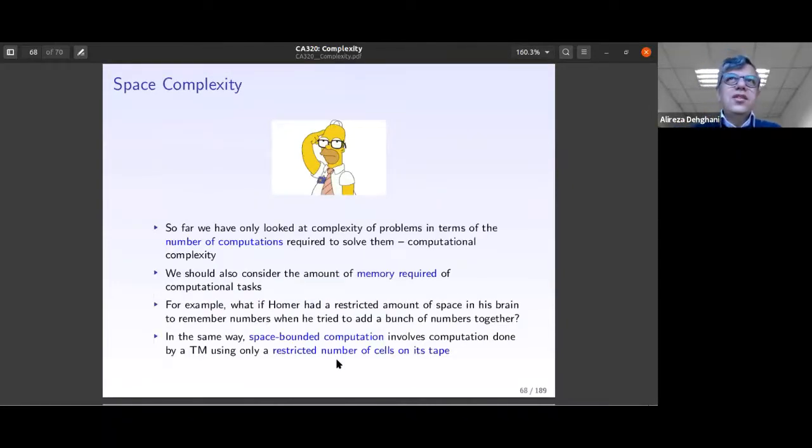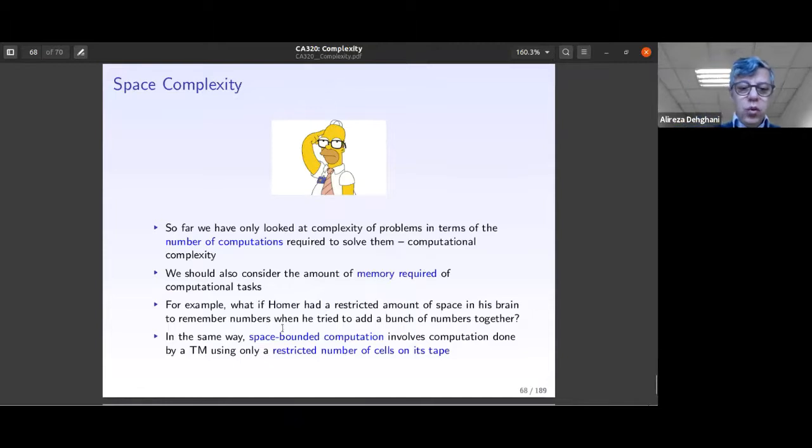Okay, so that was the matter of complexity. When we talk about the complexity of an algorithm or a problem, we are talking about two different things. The first is the time complexity, which we discussed so far: how much time it takes to solve the problem. But we are facing another version of complexity, which is space complexity. So far, we have only looked at the complexity of problems in terms of the number of computations required to solve them, computational complexity. We also consider the amount of memory required to compute computational tasks.